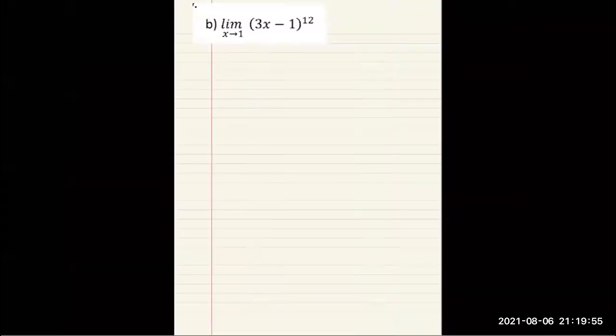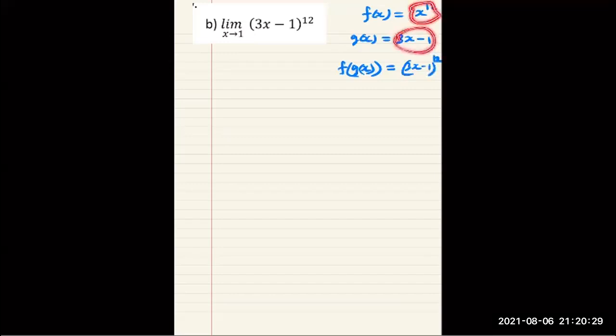Okay, all right, let's look at the next example. How do you find the limit of this one? First of all, notice that this is a composition of two functions. If you take f of x to be x to the power 12 and g of x to be 3x minus 1, then clearly this given function is nothing but f of g of x, right? F of g of x is this given function. Both of these functions are continuous.